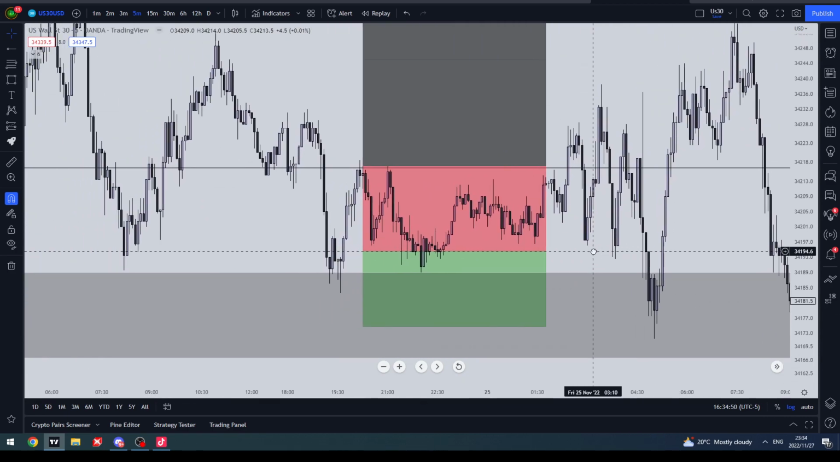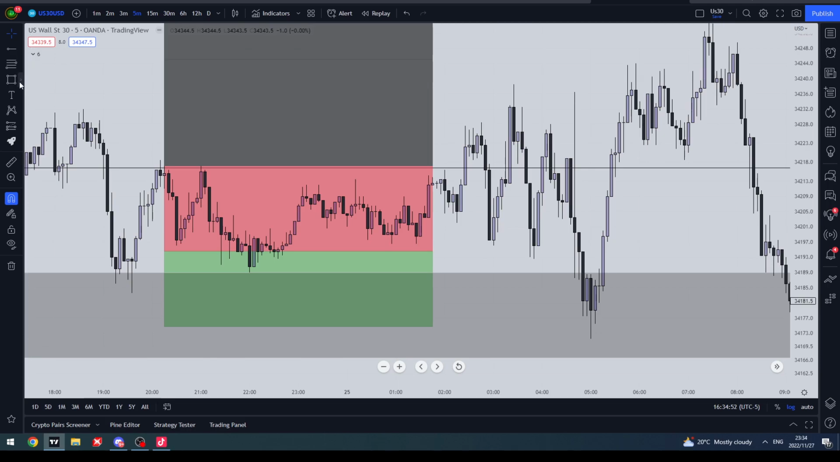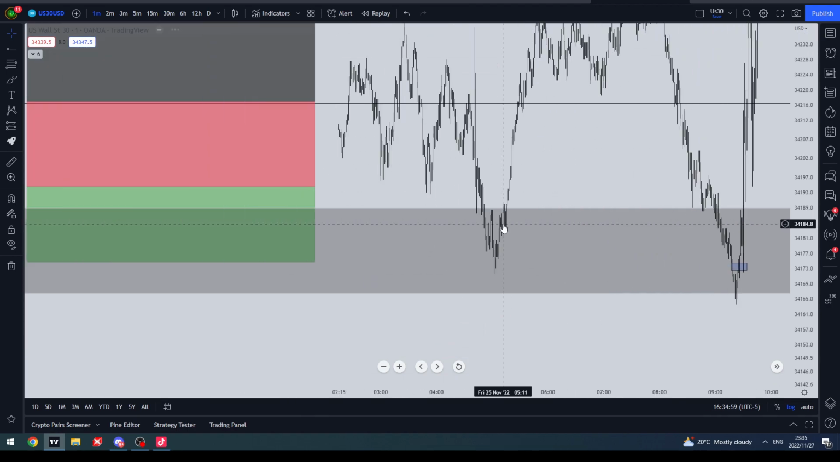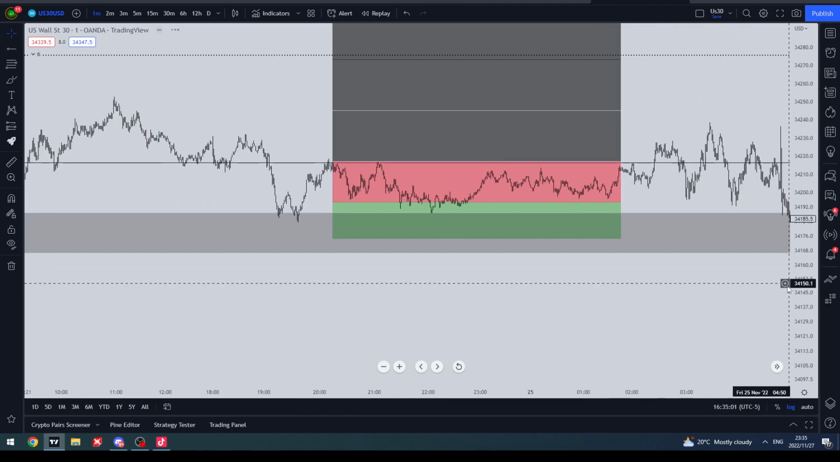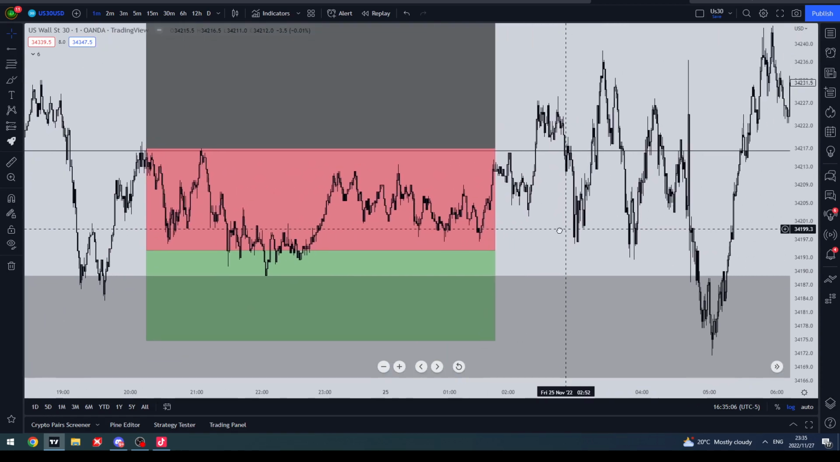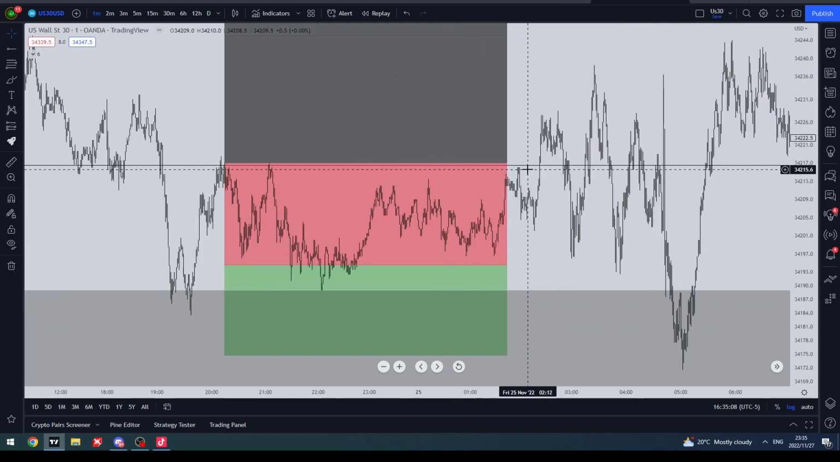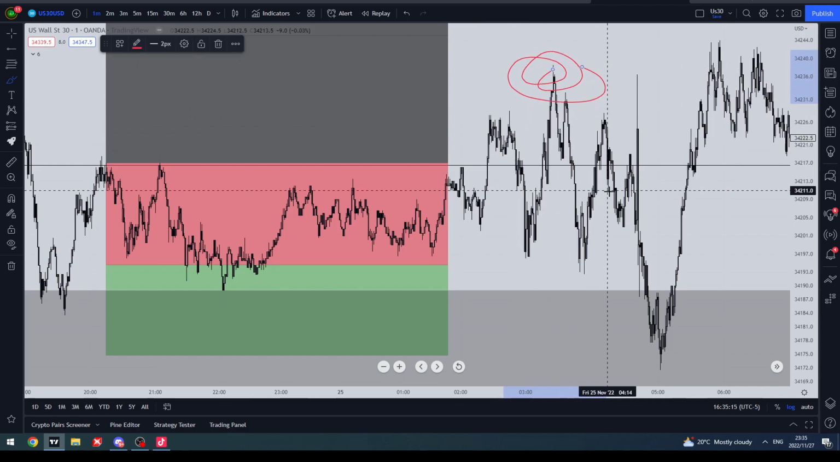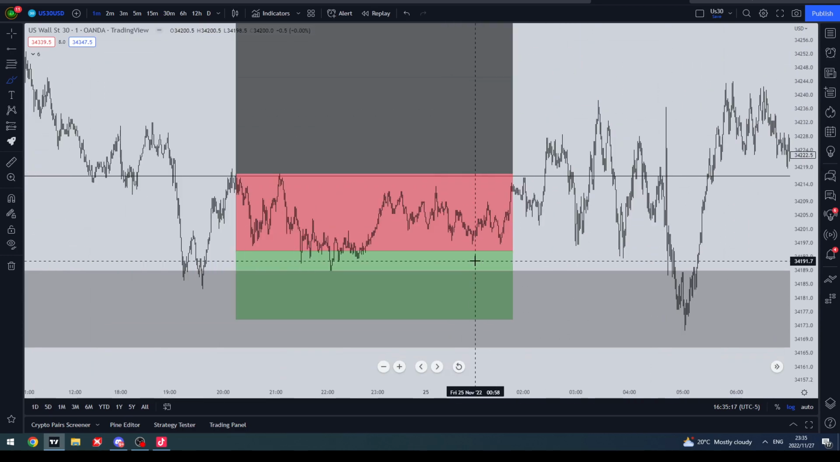Now, London took out the highs of the Asian range. Let's go down to a 1 minute for this now. Here's where it's starting to get interesting, because you're going to use the Asian range to project your entry and your exits. London took out the highs of the Asian range up here. It then came down into 1 standard deviation below the Asian range here.